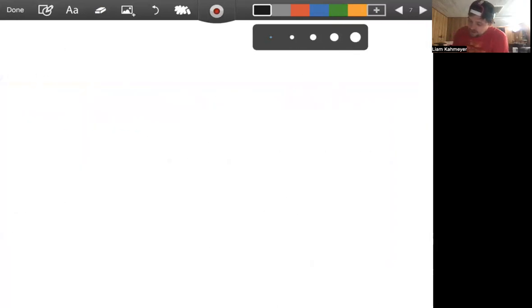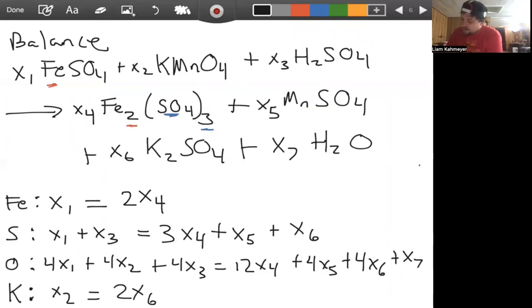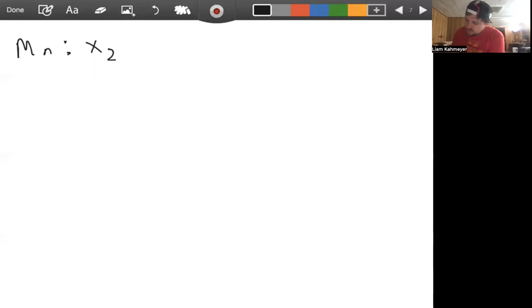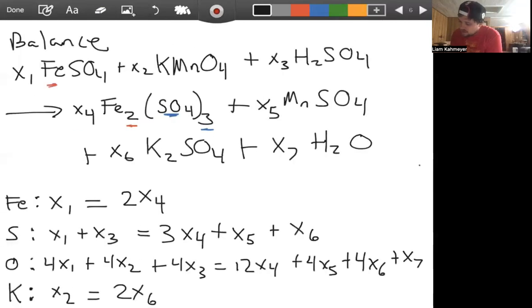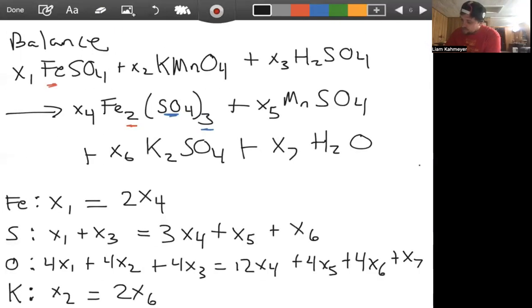We have manganese next. So Mn, we have 1 x2 there. And then I don't see it anywhere else except x5. So we have x2 is equal to x5. Those kinds of equations are nice when you're dealing with a system of equations because basically you get to get rid of one variable, right? And lastly, what do we have?